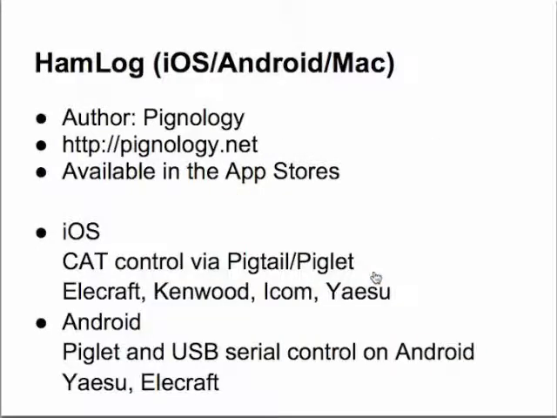And then there's My Software Hamlog, which is on iOS and Android, and it does cat control with Pigtail and Piglet. And on Android, there's also a wired USB serial control. And today, this slide is wrong, but today on Android it's Yaesu, Elecraft, and Kenwood. I added Kenwood after Hamvention. And then in iOS it's Elecraft, Kenwood, ICOM, and Yaesu. And it's specific radios from those manufacturers.